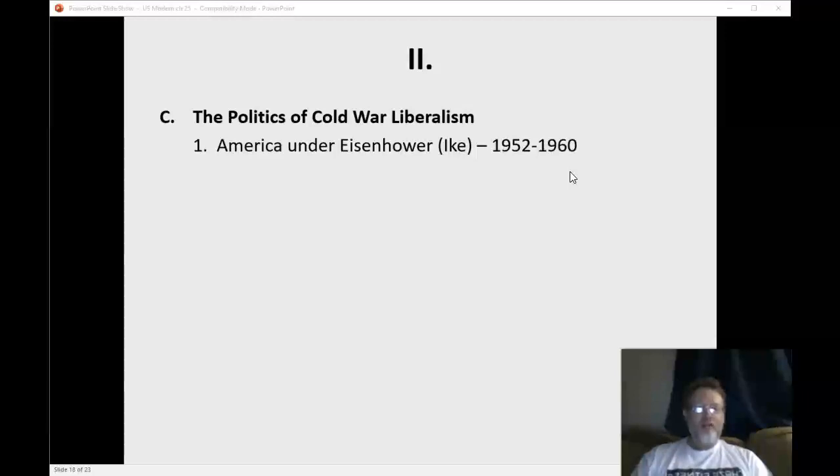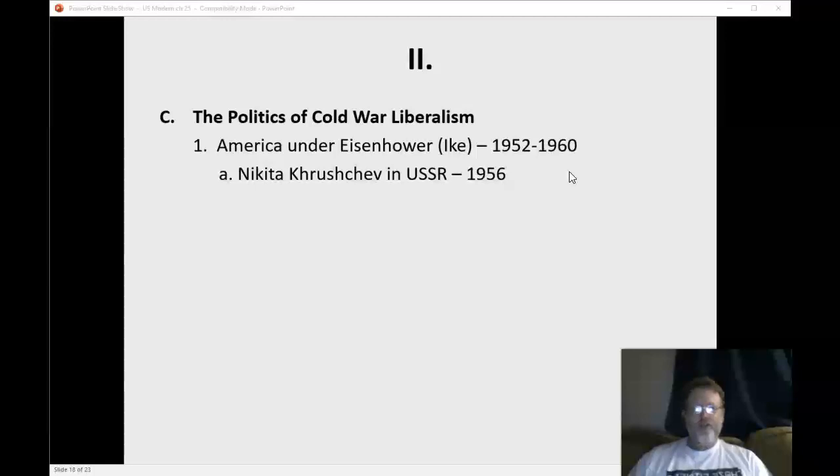So he's in an era of Cold War liberalism, where the general feel in America is towards a little more liberal policies, a little more government involvement. So he's forced to be more of a moderate president. He can't be a real hardline conservative. He's sort of a middle of the road Republican. He doesn't do anything to really change the status quo. And after he leaves office, we get a couple more Democratic presidents.